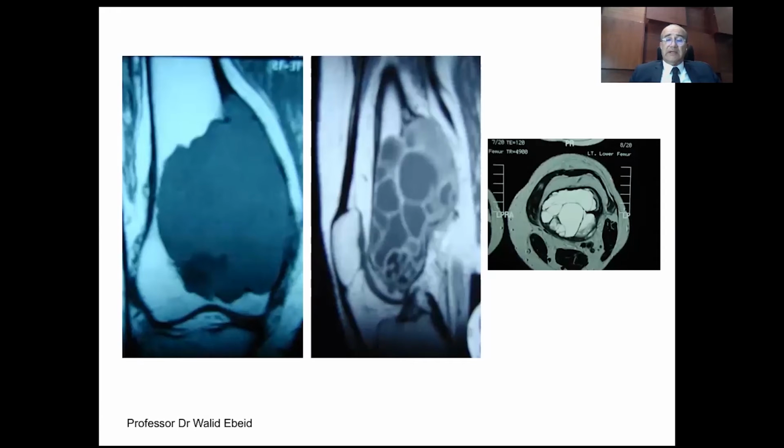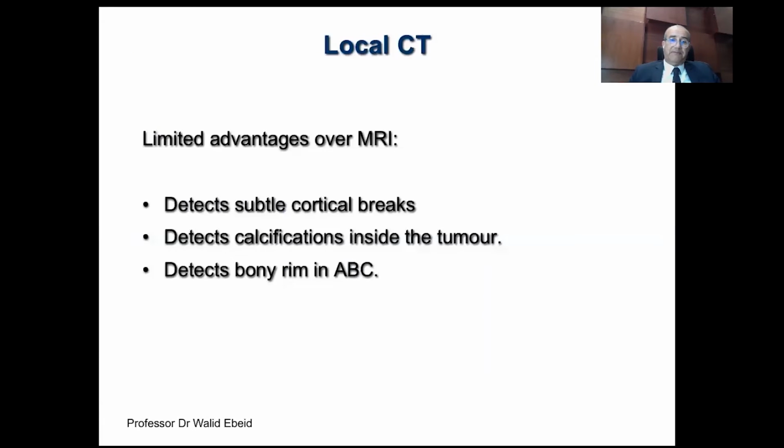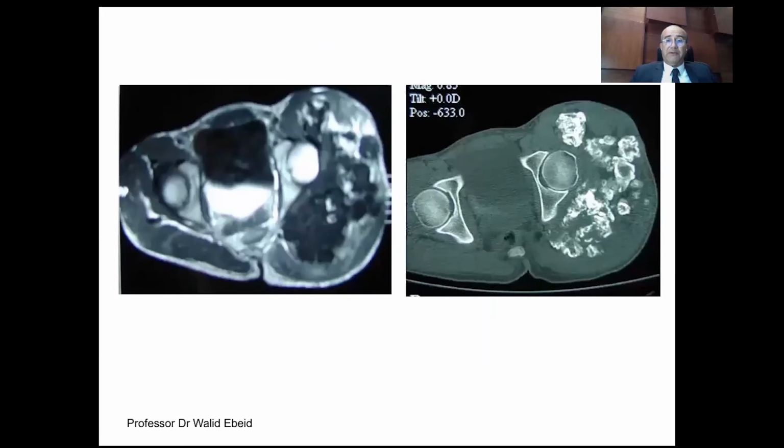Is it cystic, like in this case? Is it cartilaginous? Is it formed of bone, etc.? The CT is not of value in local assessment of the tumor like the MRI. It just has an edge when there is a pathological fracture or when there are calcifications in the tumor. But an MRI is by far more superior.